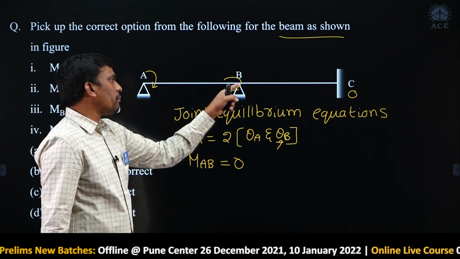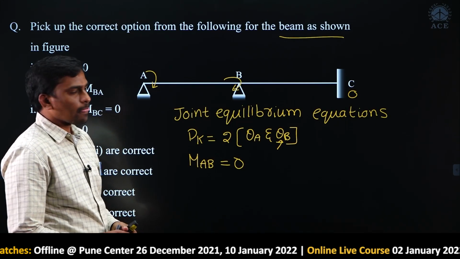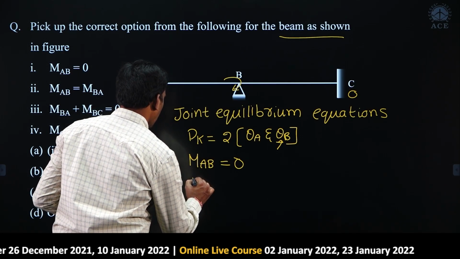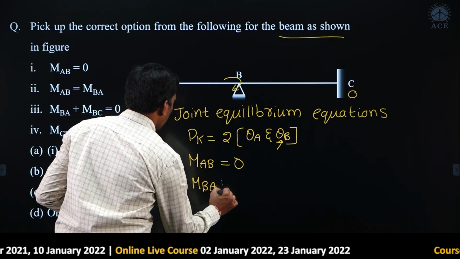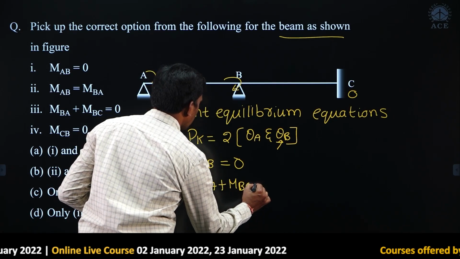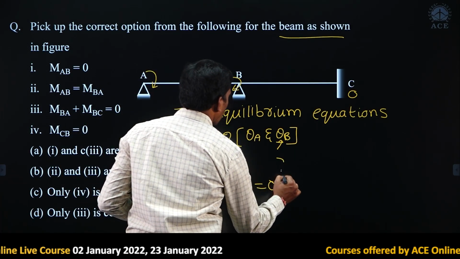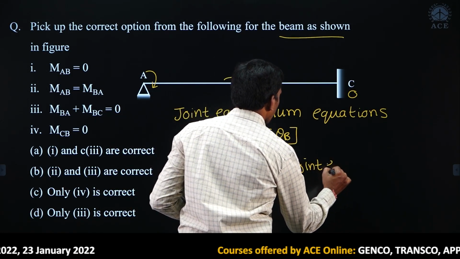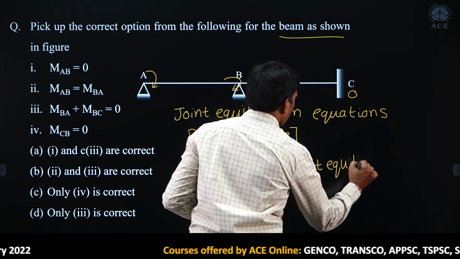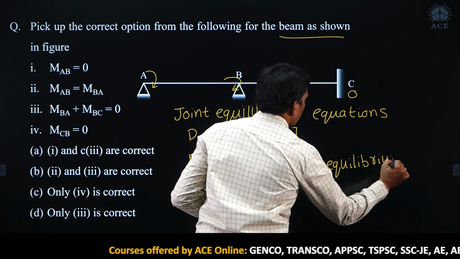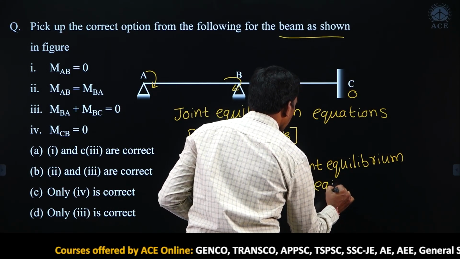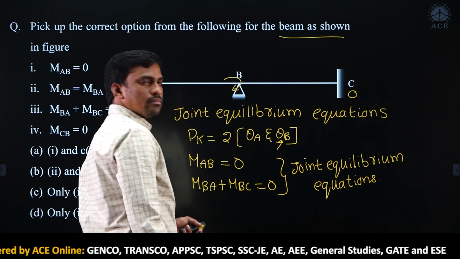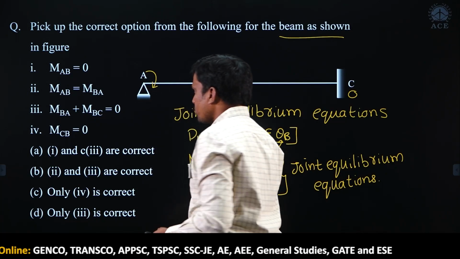Then to find the second unknown, that is the rotation at B, in this diagram at B, what members are meeting? 2 members are meeting, right? That is BA and BC. So MBA plus MBC equals 0. Now these are called joint equilibrium equations, right?